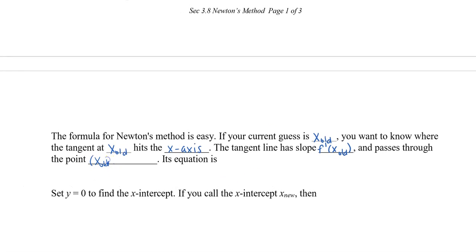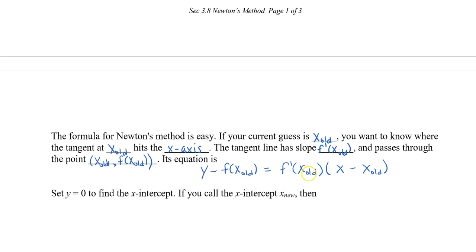So x sub old and f of x sub old. So the equation would look something like this: y minus f of x sub old equals f prime of x old value times x minus x old value. So we're saying that this is the tangent line equation.